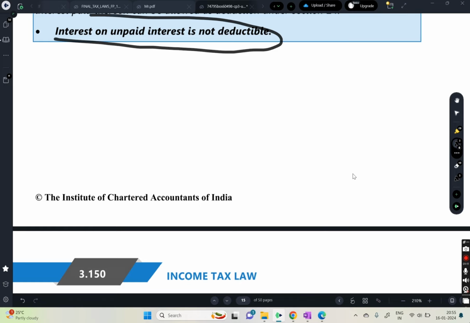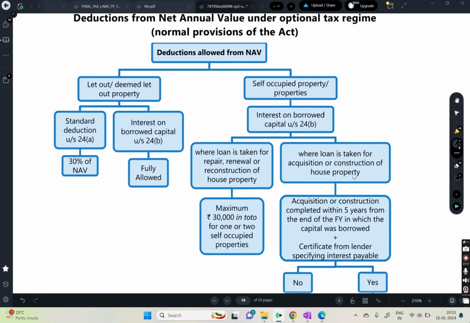Interest on interest is not deductible. Interest on unpaid interest, interest on interest is not allowed. Okay.